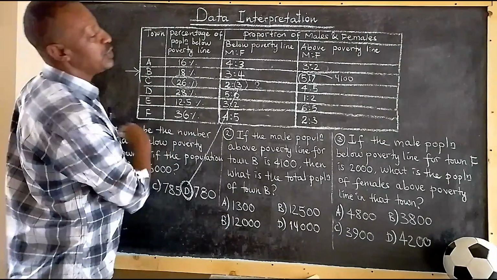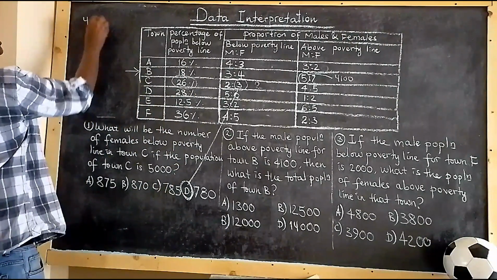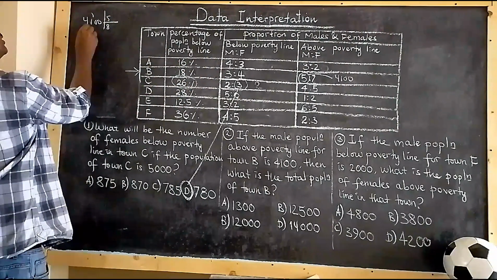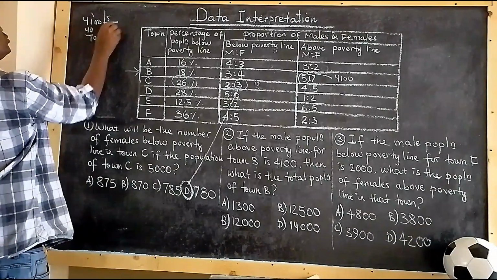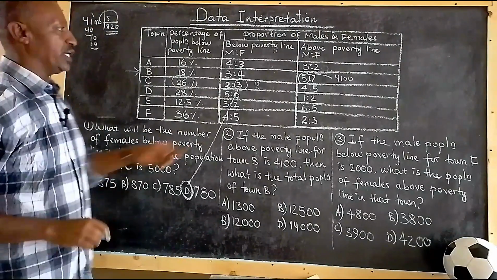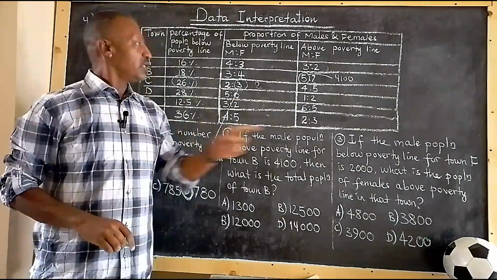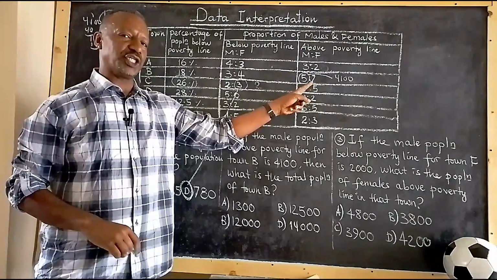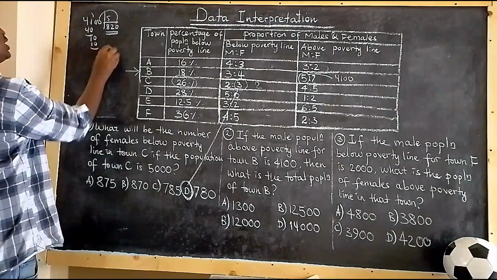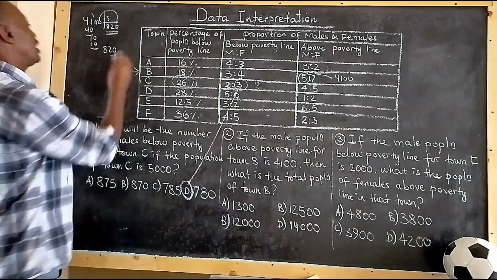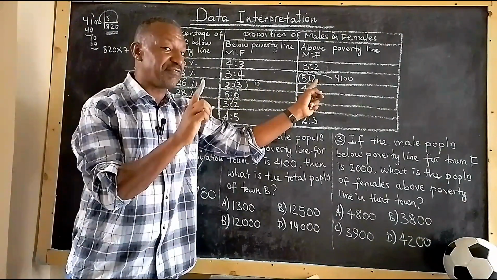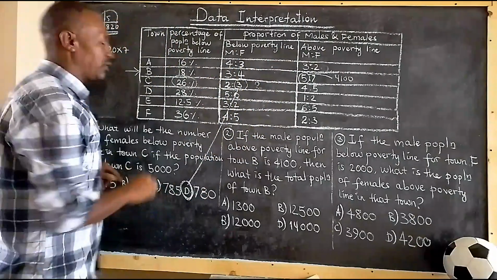So what you're going to do is simply 4,100 divided by 5. Which means 820 is one proportion. In order to get the female proportion, we just simply multiply it by 7. Then 820, which is one proportion, you can multiply it with 7 so that you can get the total population of only the female. The male is already given, 4,100.